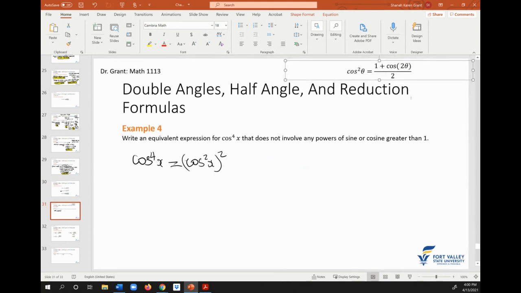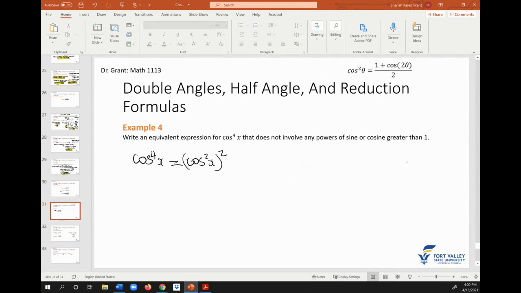So cosine squared theta is going to be equal to, I'm just going to plug it in here, (1 plus cosine of 2 theta, well in this case our theta is x) divided by 2, and this is being squared. When we're squaring something, of course, we're multiplying it by itself. So you have 1 plus cosine 2 theta, or 2x, divided by 2 times itself.